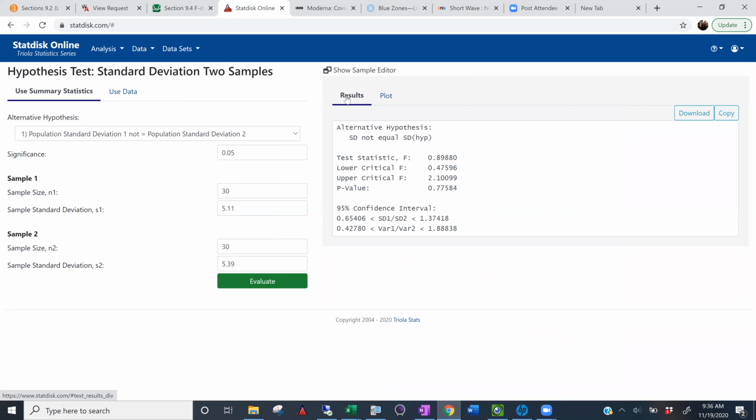So step 4, our p-value is right here, 0.077584. Or it's not, I said it wrong, 0.77584. All right, 77.